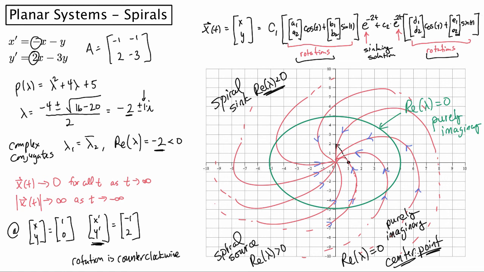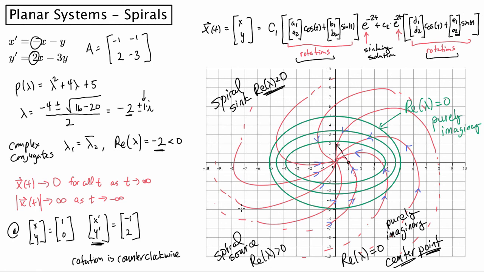There is neither sink nor source associated with that name, so they're just called center points. And so rather than having everything spiral in or out, you just stay with basically these concentric circles, or concentric ellipses, if you will. So something like this. This is called center point behavior. You get behavior similar to this.